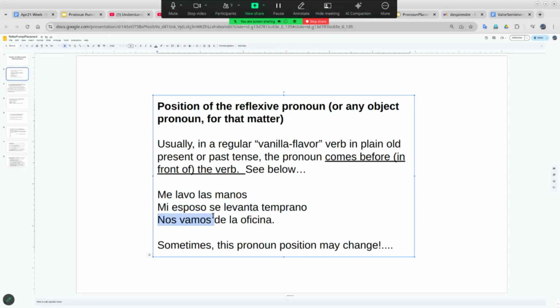¿Sí? Nos vamos de la oficina. We're getting out of the office. Nos vamos. So usually it's me lavo, the pronoun right in front of the verb. Se levanta, the pronoun right in front of the verb. Nos vamos, the pronoun right in front of the verb. But sometimes that will change. Sometimes that little pronoun, me, te, nos, or se, will shift and go to a different place in the sentence.